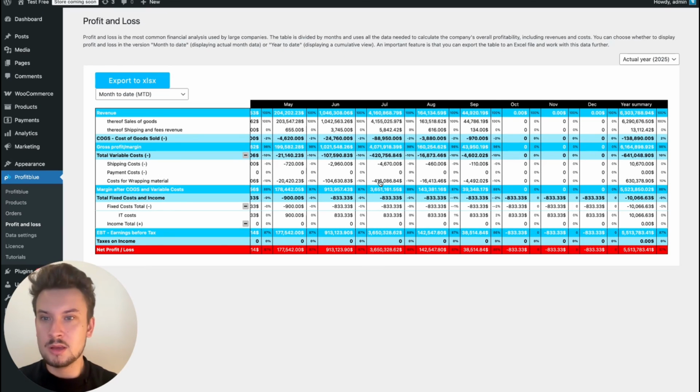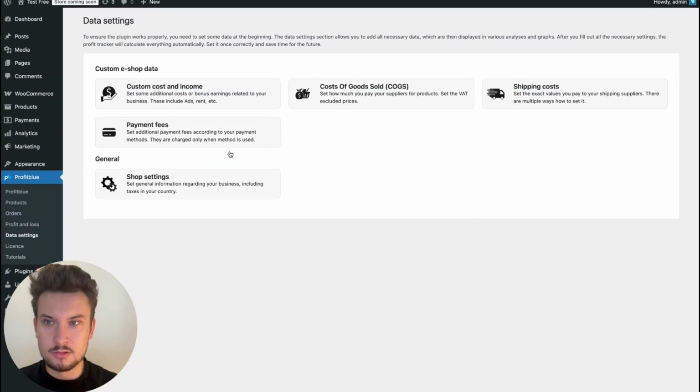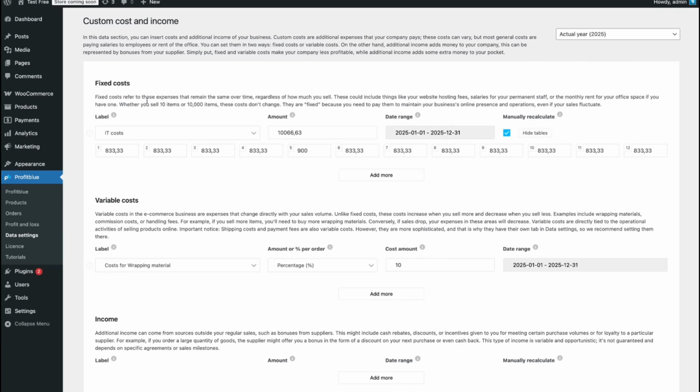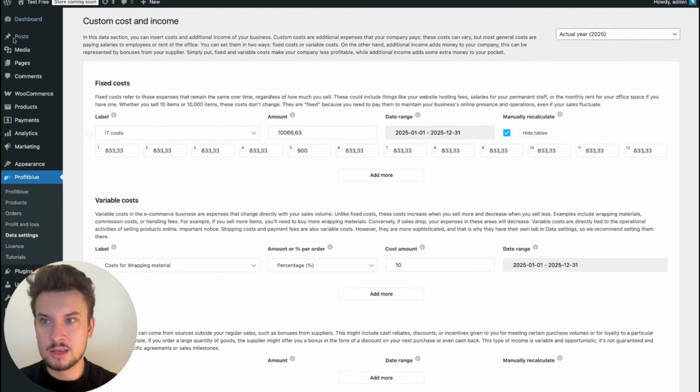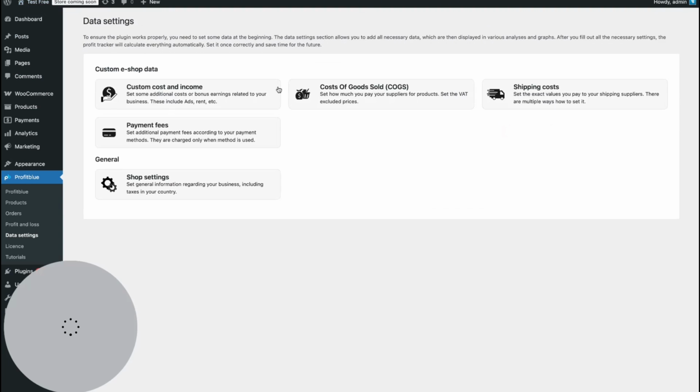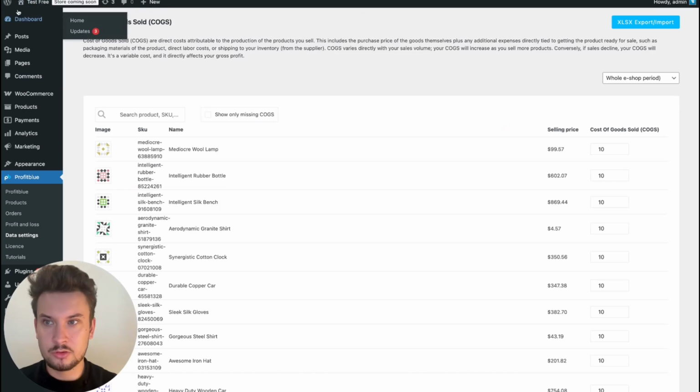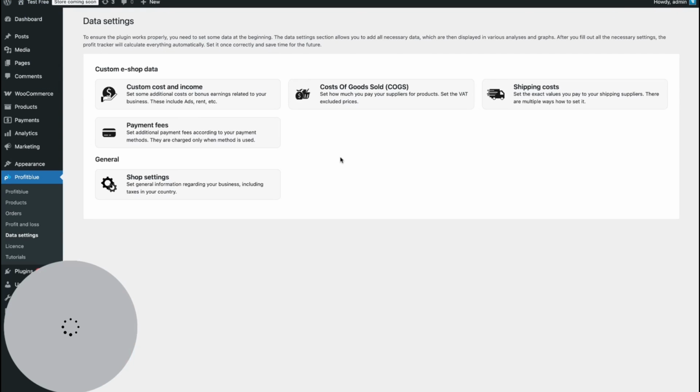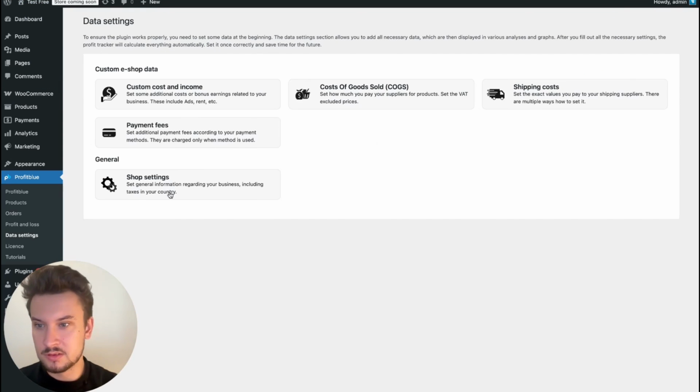It's really simple. You don't have much data. If you want to add data, you do it on the data settings page over here. You have many things to set up. There are custom costs and income, for example. You can set up the cost of goods sold of your items and many more: shipping costs, payment fees, shop settings.